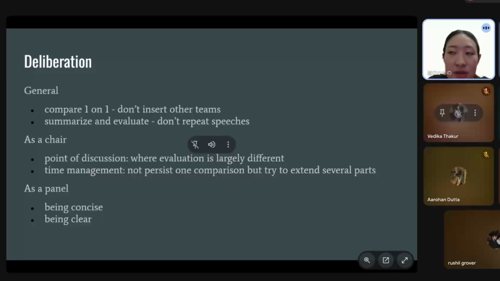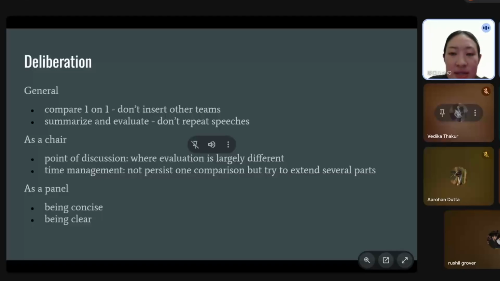So you have to sort out what the points of discussion are by listening to the calls of the panelists. So this is how chairs should do deliberation, should manage the discussion.